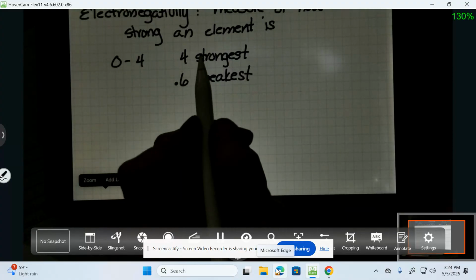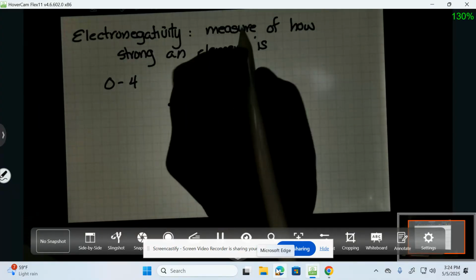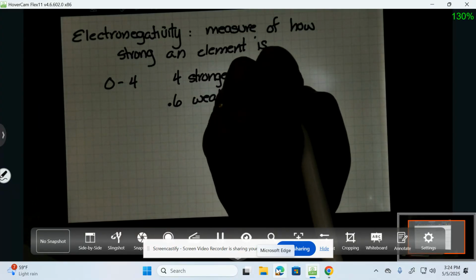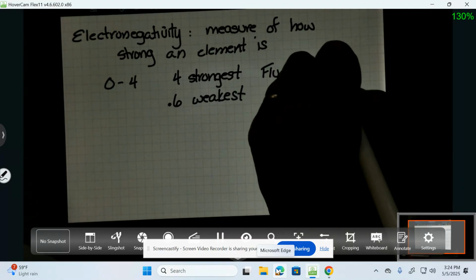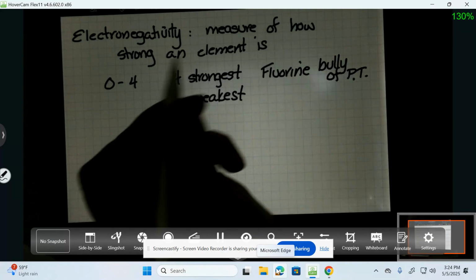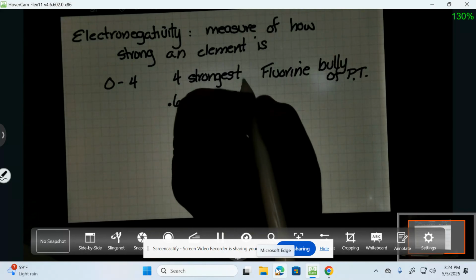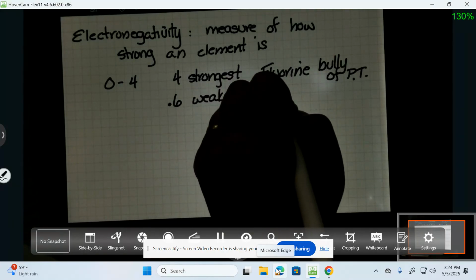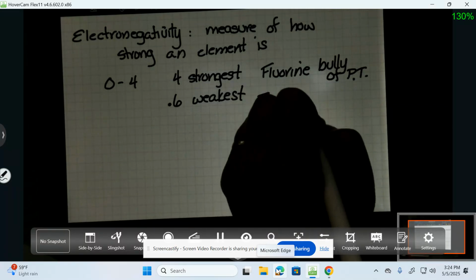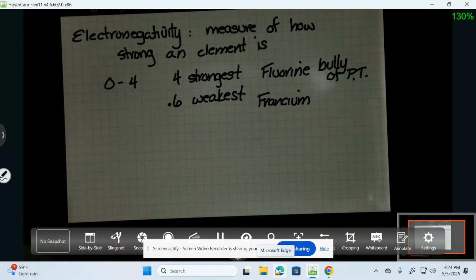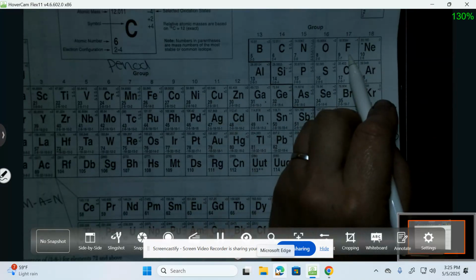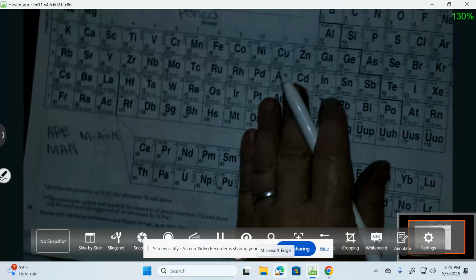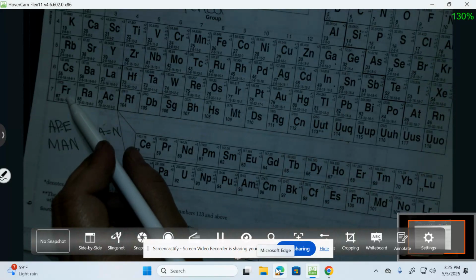Okay. Who has an electronegativity of 4? Fluorine. He's the bully of the whole periodic table. Who's the weakest? Francium. Okay. Look where they are on the periodic table. Fluorine is up here, strongest. Francium's down here, weakest.